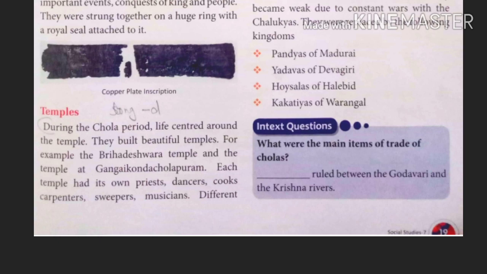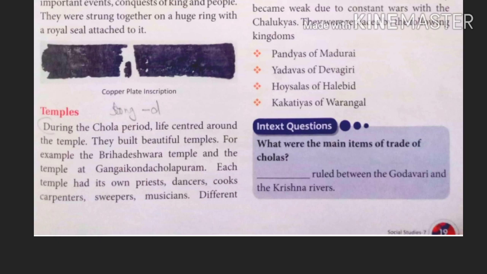They built beautiful temples, for example the Brihadeshwar temple and the temple at Gangai Kond Cholapuram. So who was Gangai Kond? Rajendra Chola was Gangai Kond and he built many temples at Gangai Kond Cholapuram. At Brihadeshwar, each temple had its own priest, like nowadays temples have priests.